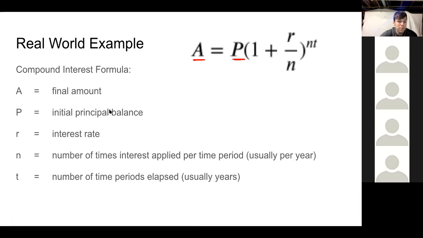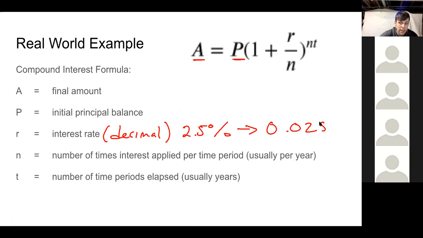P is the principal investment. So it's how much you put in the beginning. R is the interest rate. That is always as a decimal. So if you had say a 2.5% interest rate, you would need to write that as a decimal, 0.025. You divide this by 100 to get that. Always write it as a decimal.